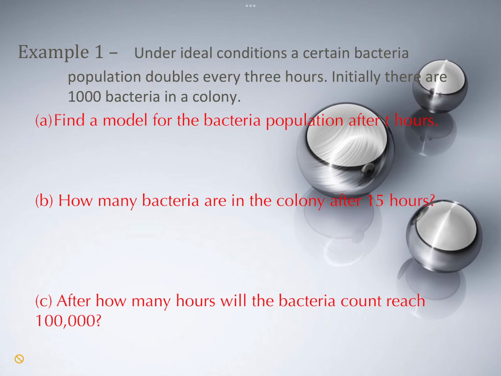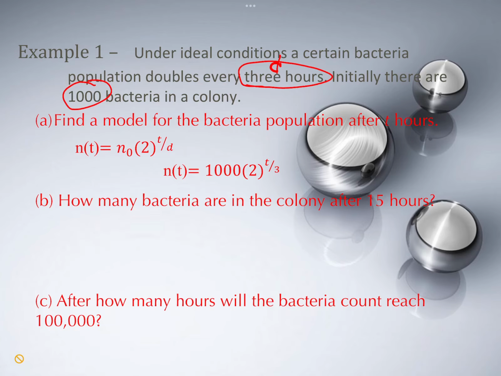So our first one is, under ideal conditions, a certain bacteria population doubles every 3 hours. Initially, there are 1,000 bacteria in our colony. So when we're looking at this one, we're looking at our doubling formula. So here's our doubling formula, and we just need to fill in what we know. So we know that it doubles every 3 hours. So this 3 hours right here is going to be our d. And we know the initial amount is 1,000, so that's our N of 0. So we're just going to fill that in. So our answer would be N of t equals 1,000 times 2 to the t over 3.